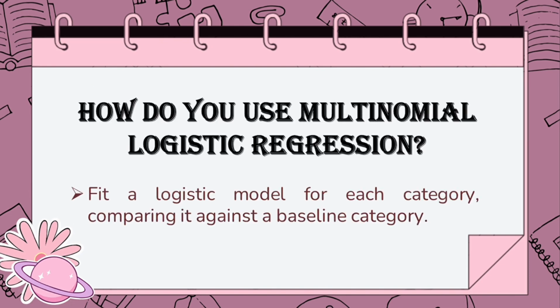How do you use multinomial logistic regression? You use multinomial logistic regression by fitting a logistic model for each category, comparing it against a baseline category. One category is selected as the reference or baseline. The other models compare the log odds of each category relative to the baseline.